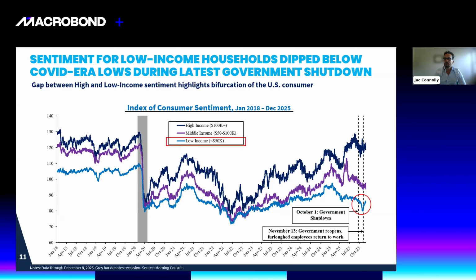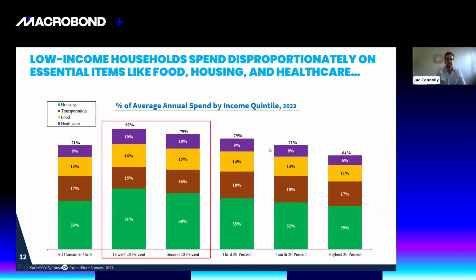The other thing I think is worth pointing out is that the level of consumer sentiment today for the low income consumer is about where it was during the depths of the COVID pandemic. So I think that really speaks to the way that these consumers are feeling glum about the economy and their future prospects. A big reason for that is that low income households spend disproportionately on essential items like food, housing, and healthcare.